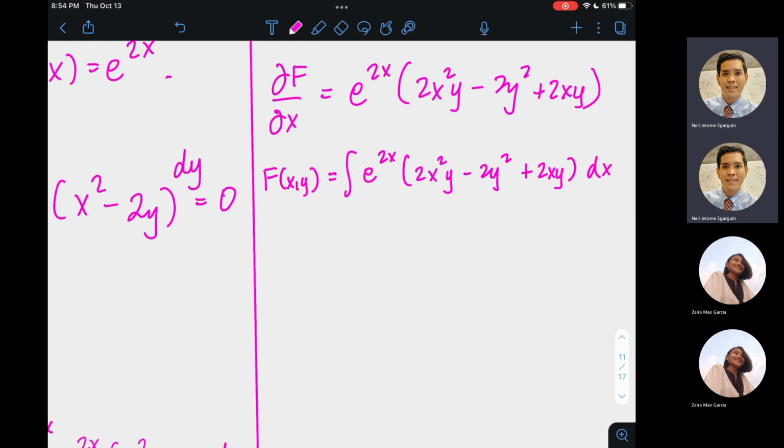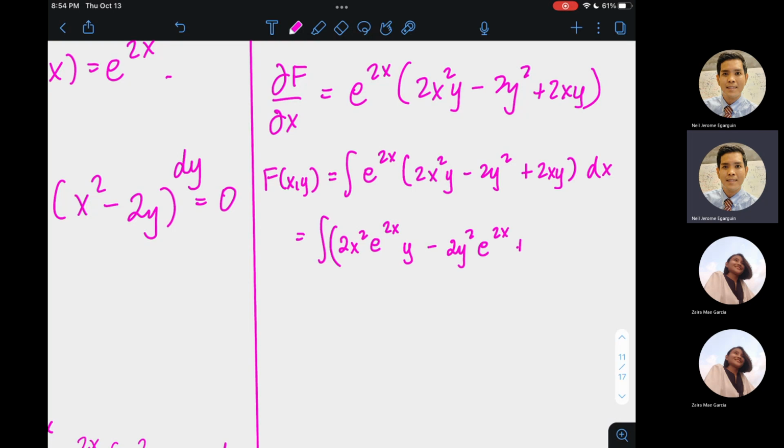Okay? Tapos ngayon, mag-change ako ng variables. Or before I do that, maybe I should expand the integrand. So this would be 2x squared e to the 2x times y. Hinuli ko talaga yung y kasi constant lang naman si y with respect to x. So I don't need to bother myself with this guy, right? Tapos minus 2y squared e to the 2x plus 2x e to the 2x times y dx.